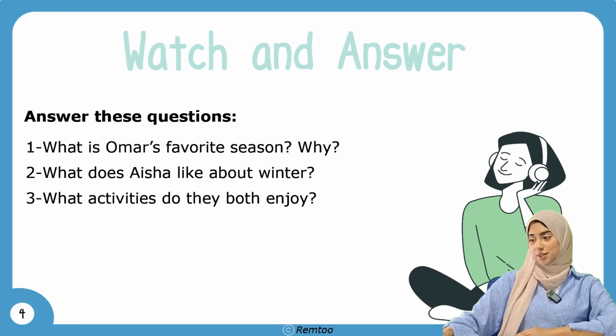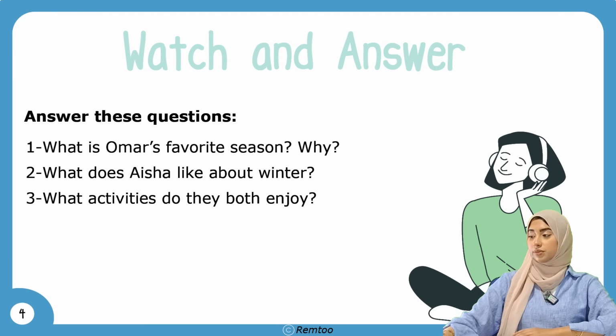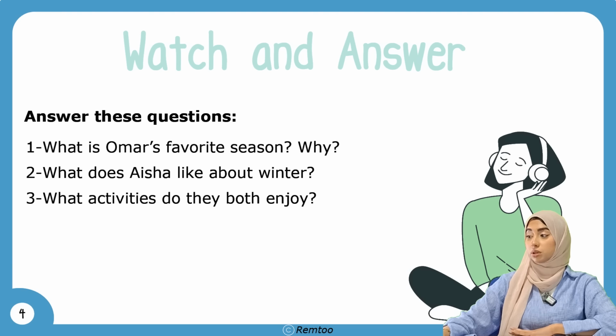Okay, welcome back. So, the first one, what's Omar's favorite season? Yes, he loves summer. Well, why? Yes, because he can go swimming and play outside. Well, 2, what does Aisha like about winter? Yeah, she loves drinking hot chocolate. Okay. 3, what activities do they both enjoy? Yes, building snowmen and having snowball fights. Okay, that's really good. And yeah, let's see the vocabulary part.